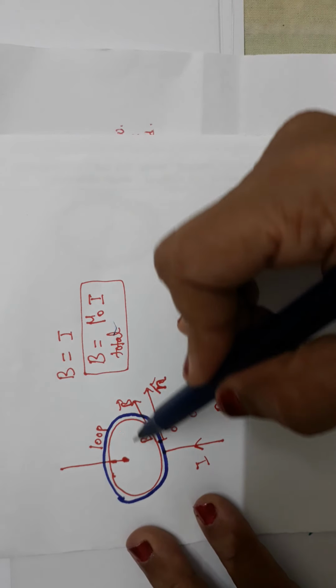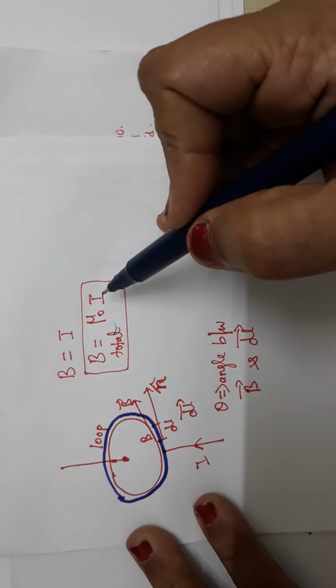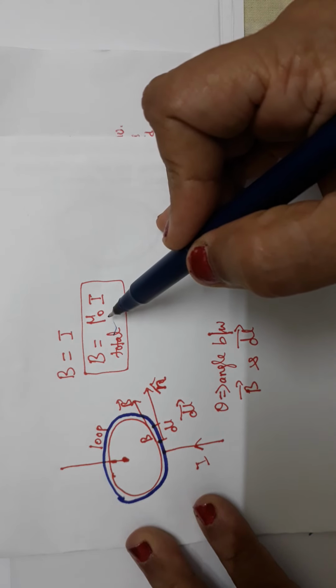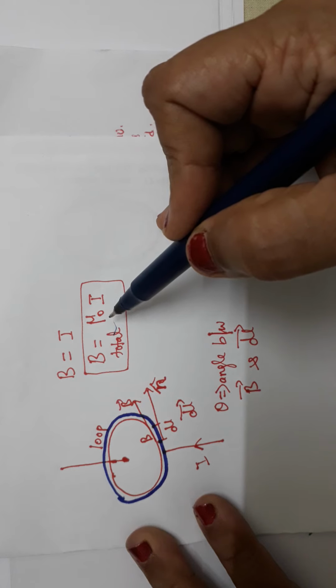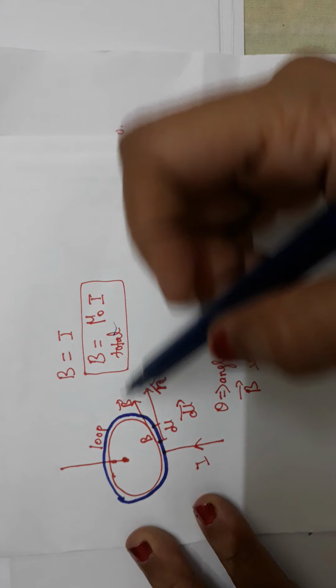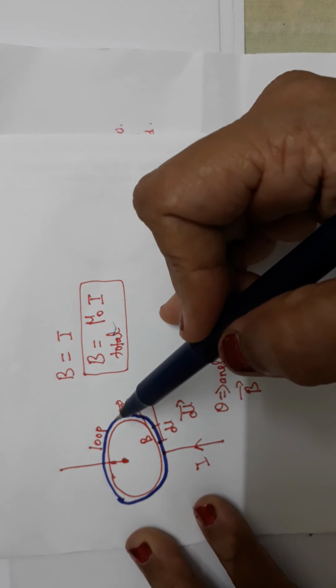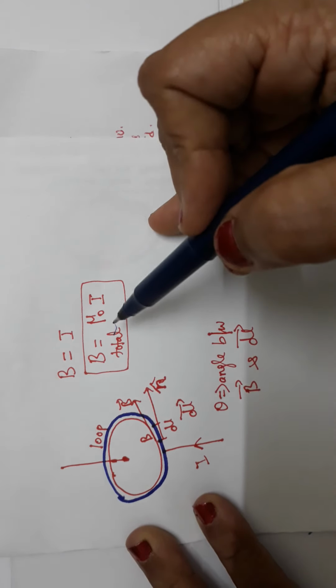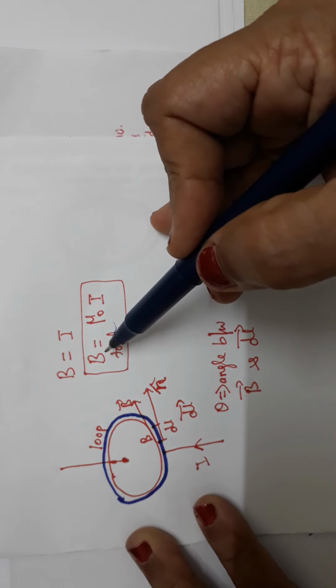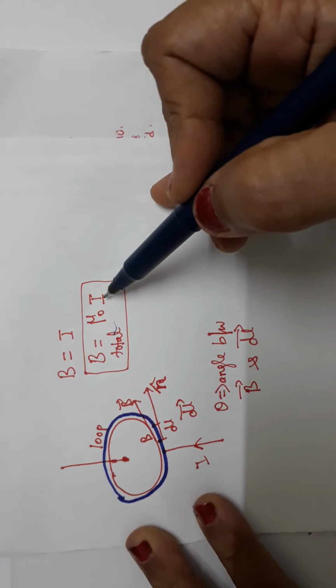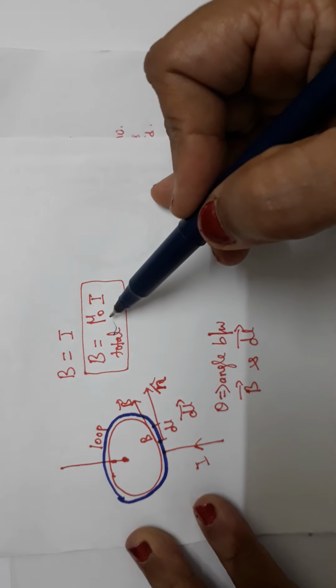Now once it has spread around the conductor, you have to introduce another quantity, that is permeability, right? Here I have assumed that around the conductor there is free space. The magnetic field is going to spread in free space, right? So the magnetic field depends not only on the current but also on the property of the medium, right?